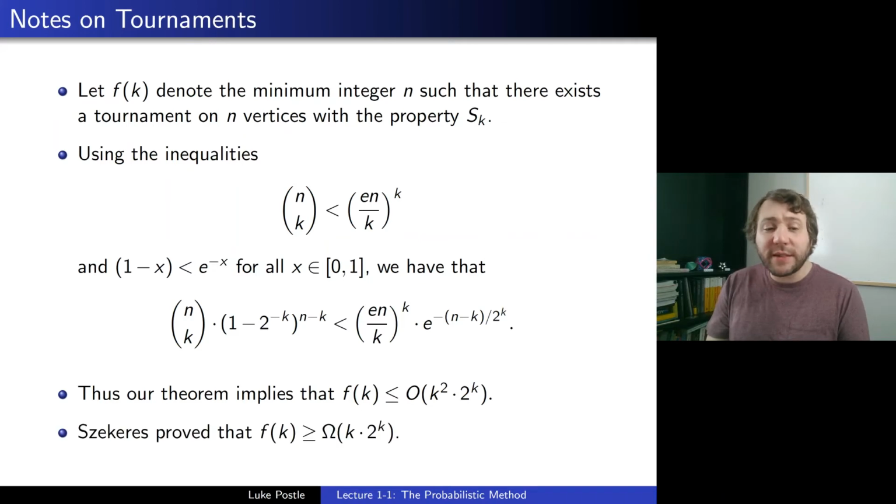And we will note historically that Szekeres proved that f(k) is actually at least Omega of k times 2 to the k. So while those bounds do not match, the exponential order has been determined, namely that it's around 2 to the k. So that's quite interesting in that regard. So that's our second example, on tournaments.